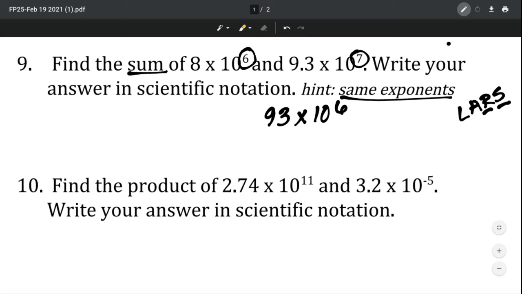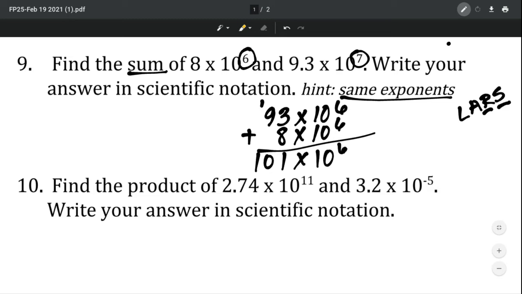Notice that's still going to be the same value. It's still going to have the same value when I write it in standard form. But I now have the same exponent. So 8 times 10 to the 6th, they have the same exponent, so I can simply find the sum of them. 8, 9, 10, 11, 101. What did I just do wrong? I feel like that's wrong. 101 times 10 to the 6th power.